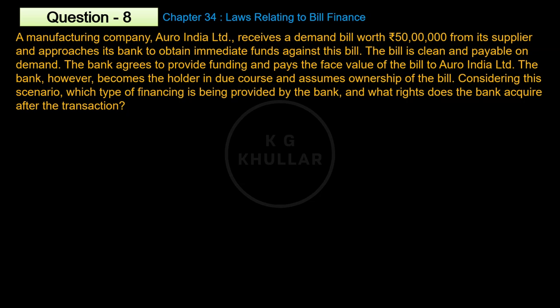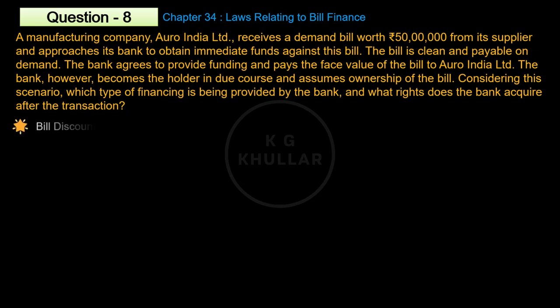The bank also agrees to provide funding and pays the face value of the bill to Oro Limited. The bank, however, becomes the holder in due course and assumes ownership of the bill. Considering this scenario, which type of financing is being provided by the bank, and what rights does the bank acquire after this transaction? And these options are given to you.